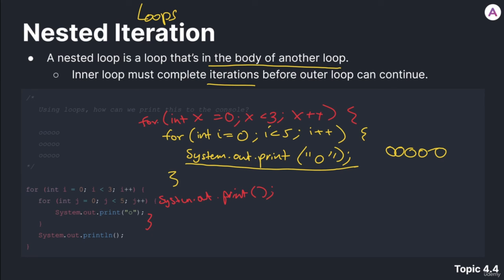Now the outer loop occurs again. The inner loop occurs 5 times: 1, 2, 3, 4, 5, and then the System.out.print occurs again. Basically, after every 5 O's are printed to the screen, the System.out.print makes sure that our cursor moves to the next line, since it follows directly after the inner loop.